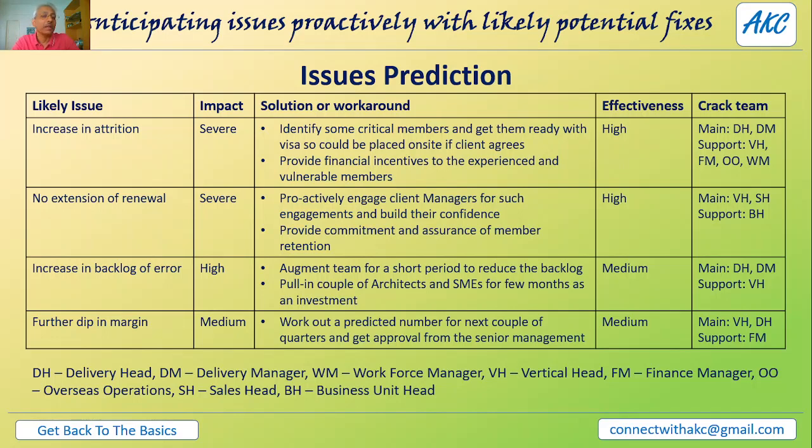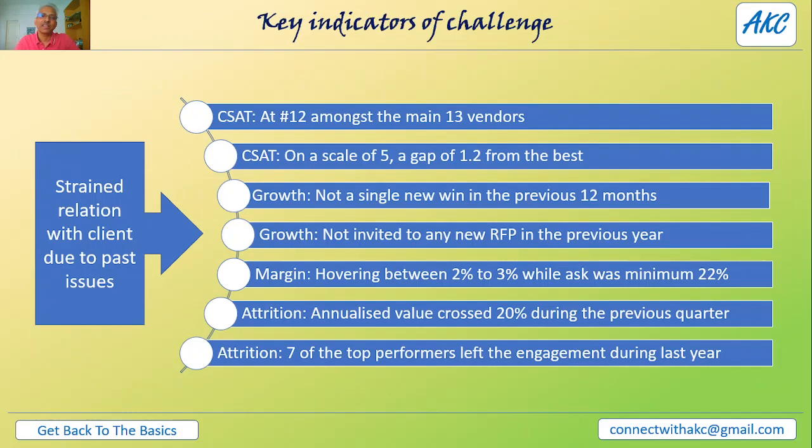And finally, the further dip in margin was also an issue which was identified with a medium impact. Medium because it is happening, and the impact is more internal to the organization, not to the client, right? So work out a predicted number for the next couple of quarters, and then take approval from the senior management. So that kind of approach was taken, and for each of these the effectiveness and crack team was identified. So with this, we could identify a number of steps which we can take to address the challenge.